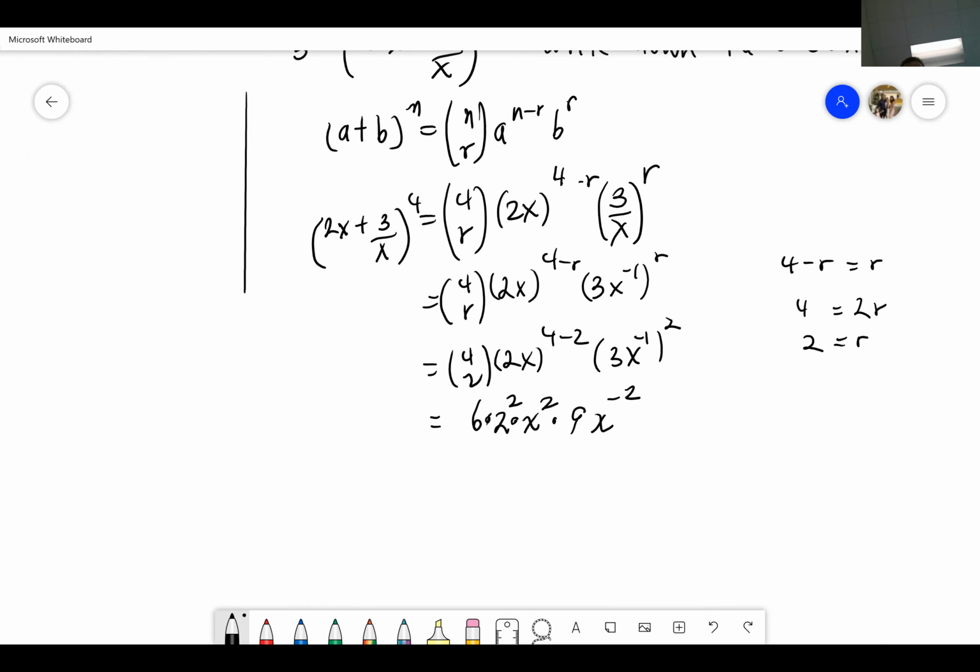So you end up with 6 times 4 times 9 times x to the second times x to the negative 2. These are going to just come out to x to the 0. They cancel. So we have 6 times 4 is 36. 36 times 9 is 324. So it's 324 x to the 0. So this just comes out to 324 because x to the 0 is 1.